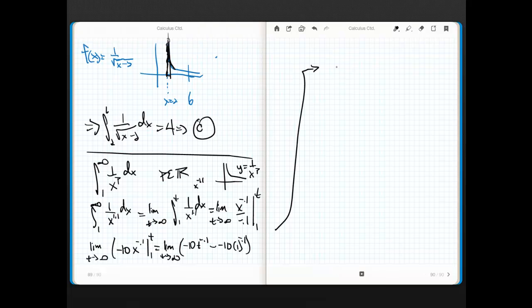Wow, I just wasted a bunch of paper. This ends up being, now, it's going to be the limit as t goes to infinity of, I guess you don't waste it if it's digital, right?